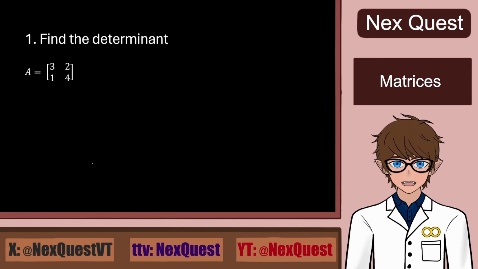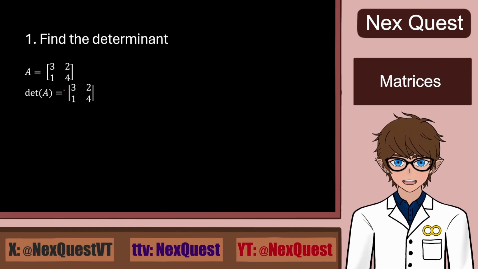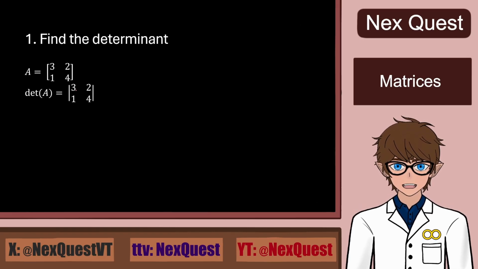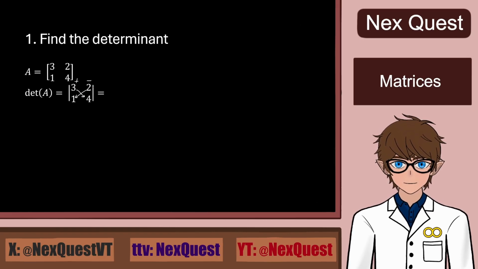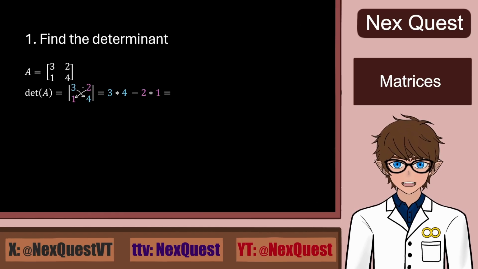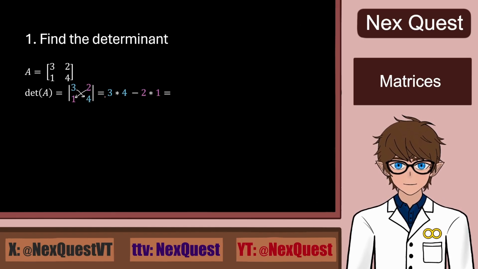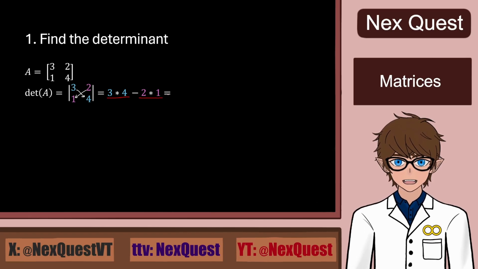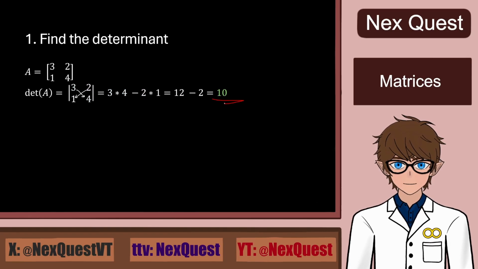First, to find the determinant. So, determinant of matrix A, marked as the absolute value of the number arrangement. I do the numbers. This one's falling to the left, so it's minus. This one's falling to the right, so it's plus. So, blue marked are positive, purple marked are negative. I multiply these two together and these two together, and just solve. And 10 is the result.